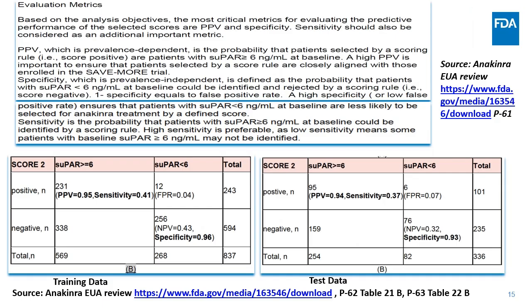In addition, we identified the relevant evaluation metrics to assess the performance of the selected scoring rules. To us, the most critical metrics should be positive predictive value, or PPV, which indicates the likelihood of patients being super high once they are selected by the identified scoring rule. Specificity is also important as it shows us the chance that patients being rejected by the scoring rule indeed are super low patients. Another relevant factor is sensitivity, which shows the likelihood of super high patients being selected by the identified scoring rule.